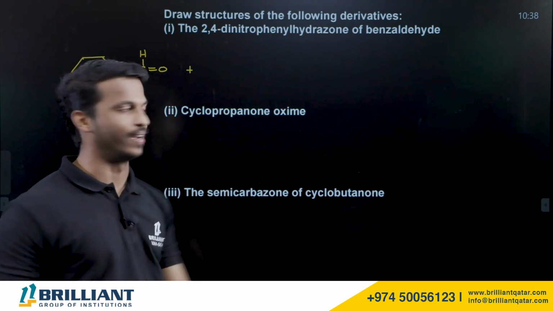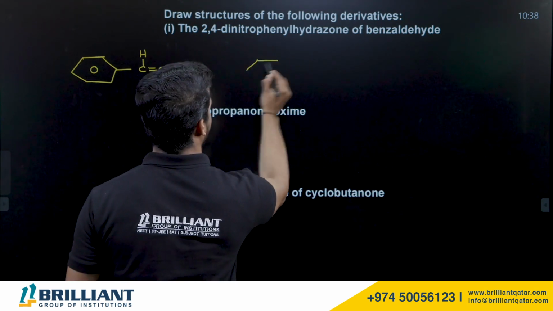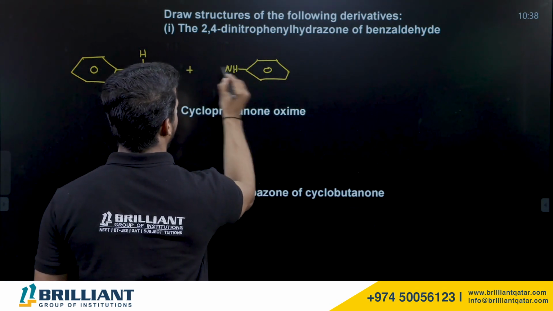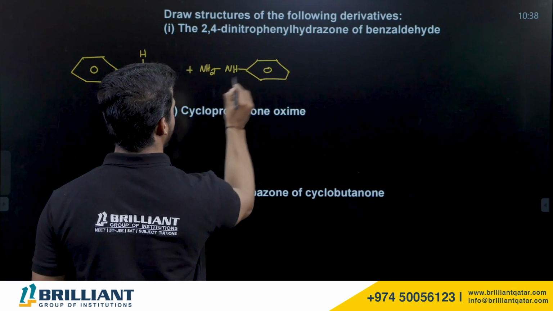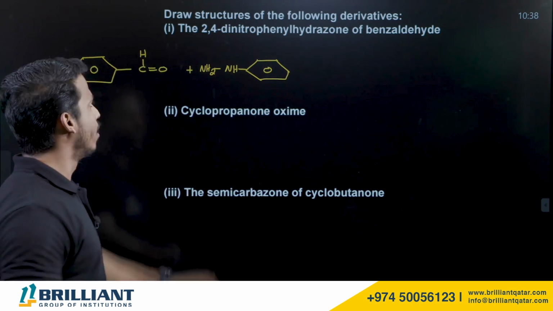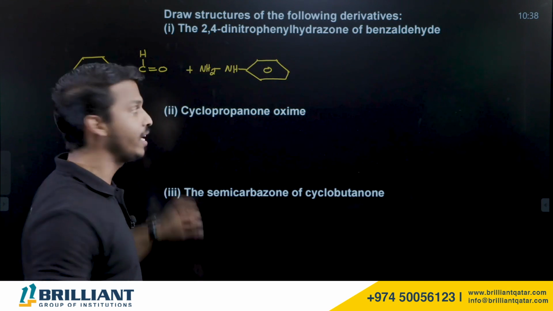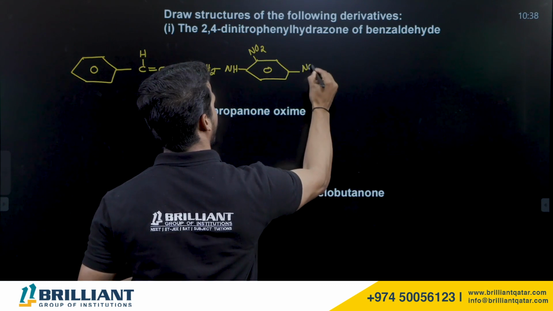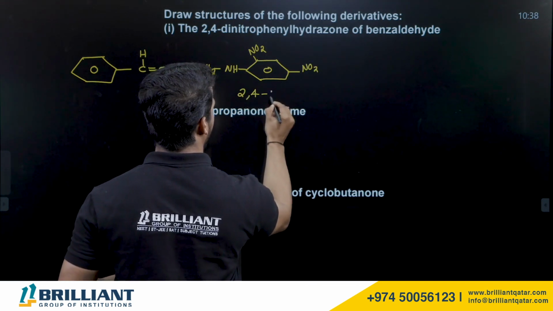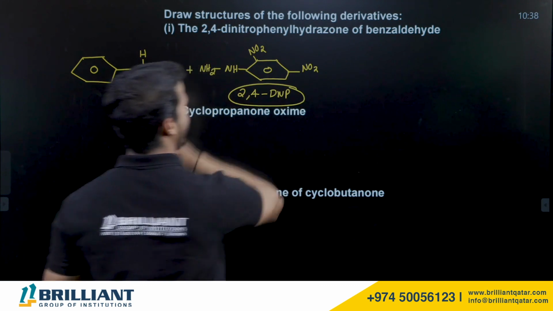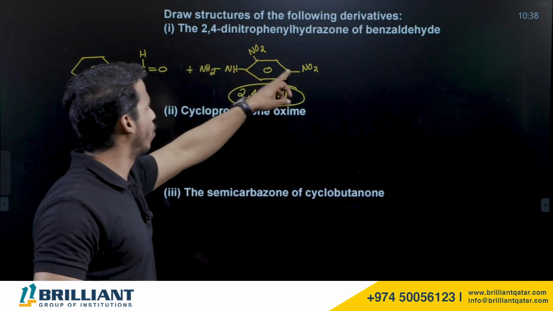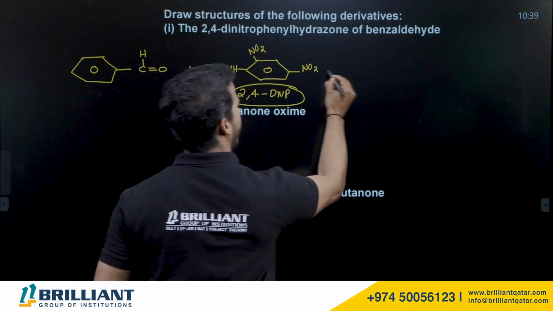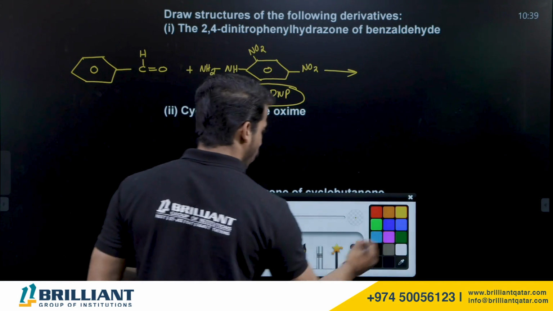2,4-dinitrophenylhydrazine is the reactant. What is 2,4-dinitrophenylhydrazine? Dear student, this is our phenyl group, and with NH2, this is called hydrazine. NH2 on a phenyl group is called phenylhydrazine. And at the second position and fourth position, there are 2 nitro groups. This compound is called 2,4-DNP. What is 2,4-DNP? 2,4-dinitrophenylhydrazine.